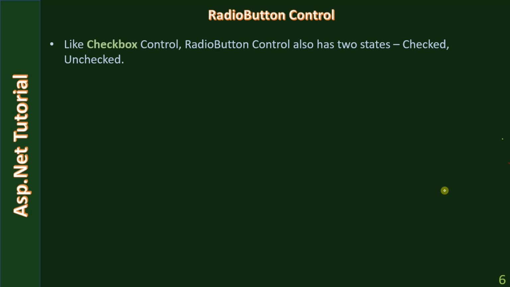Like checkbox control, radio button control also has two states. One is checked and another one is unchecked. So the appearance may be different. In a checkbox, if you click on it, it indicates checked state with a tick mark. A radio button looks like a circle, and when you check it, it puts a dot inside the circle, stating that the radio button is currently in a selected state.